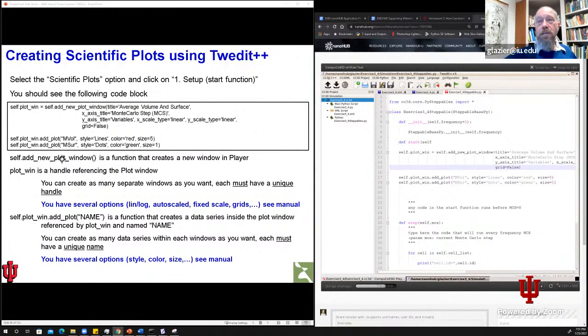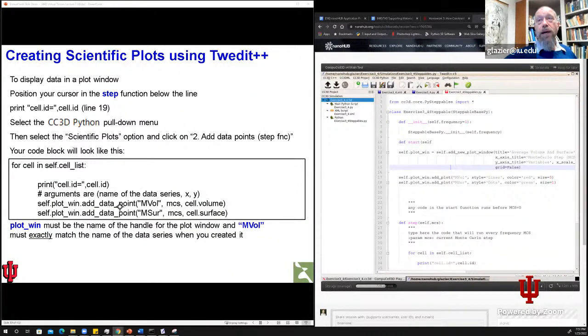And then there are going to be two lines here, self.plotWindow, add plot, and this is going to create a data series. In this case, it creates a data series called mVolume and mSurface. And I can say, is it lines, is it dots, is it other things? What color are they, how big are they, and so on. And so I will have to remember what the handles are, because when I want to add data to this plot, I'm going to have to reference them. Does that make sense?